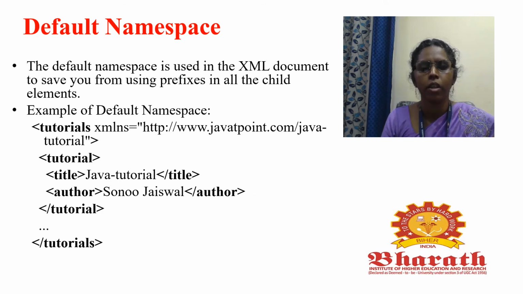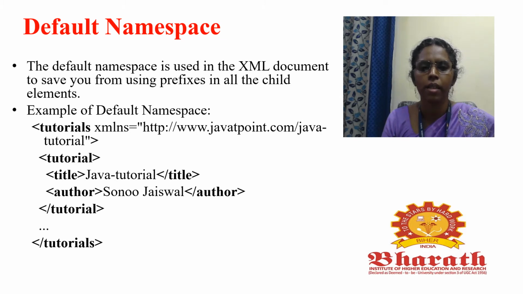Next is the default namespace. The default namespace is used in the XML document to avoid prefixes in all child elements. So here is an example. Here we have one URL, http://www.javatpoint.com/java tutorial, that is assigned to the default namespace xmlns.